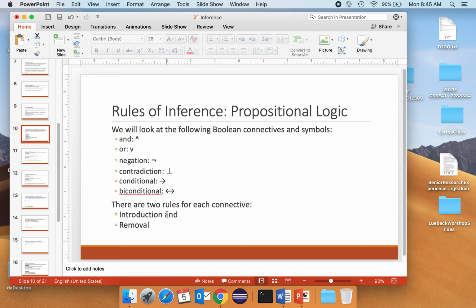One that introduces it and one that enables us to remove it. So we're going to be looking here at 12 rules of inference. And then for predicate logic, we're going to add the quantifiers, there exists and for all, and we have 4 additional rules. So let's see how this thing works.